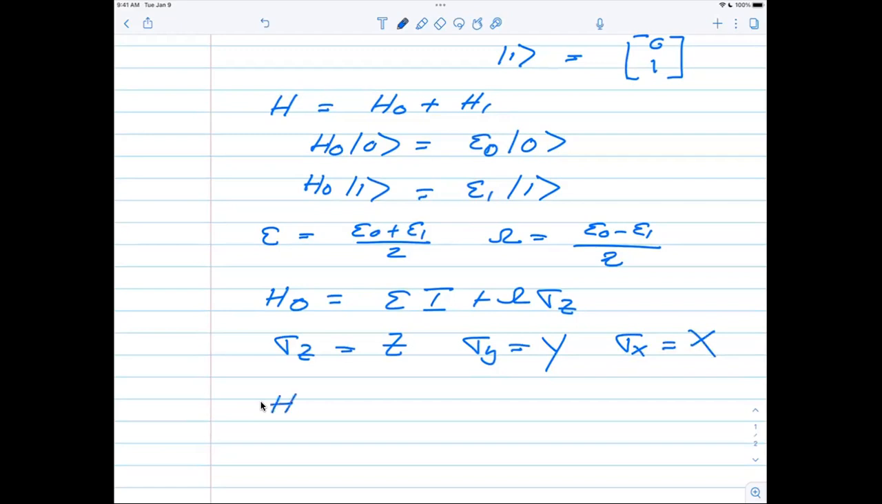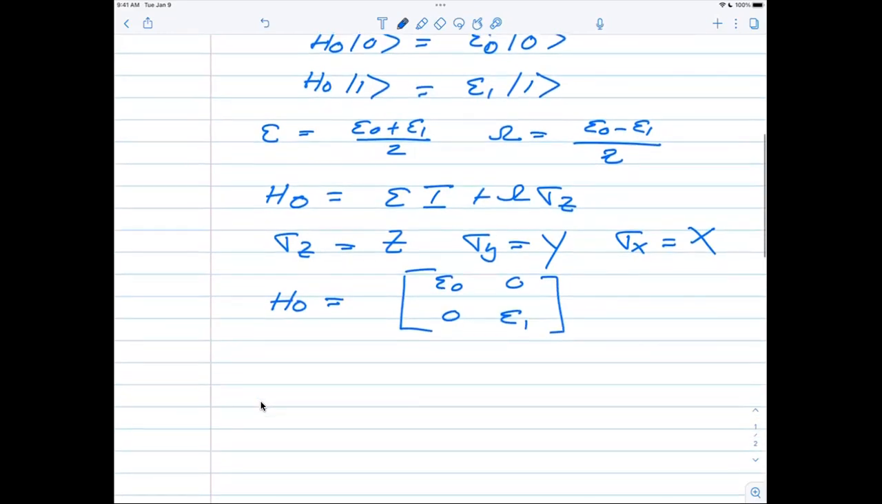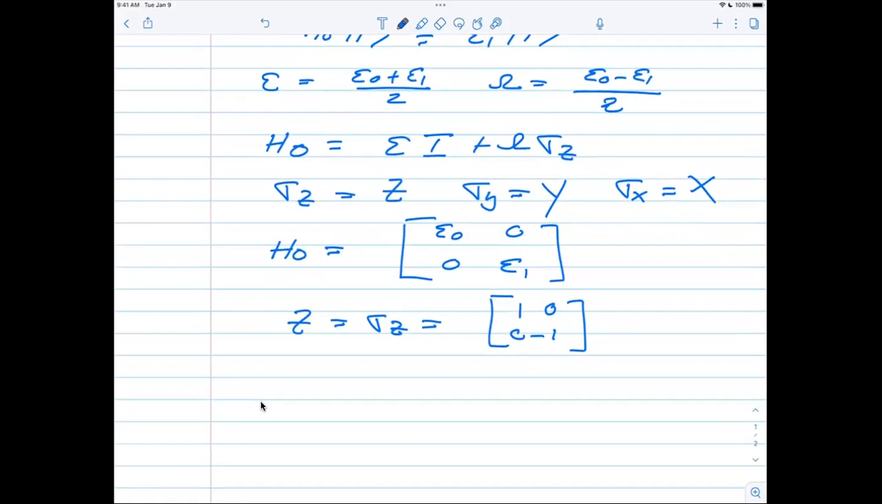So if I look at this H0, this is the following matrix. It's given by epsilon 0 here, 0, 0, and epsilon 1. So these are the matrix elements for H0. And you can see now that when you plug in the expressions for the matrix Z, which is the same as sigma Z here, with the 1, 0, 0, and minus 1, when you then use these definitions of the letters omega and epsilon, you will see that you get epsilon 0 and epsilon 1 here. So what I've done now is simply to rewrite H0 in terms of two matrices, an identity matrix and the sigma Z matrix.